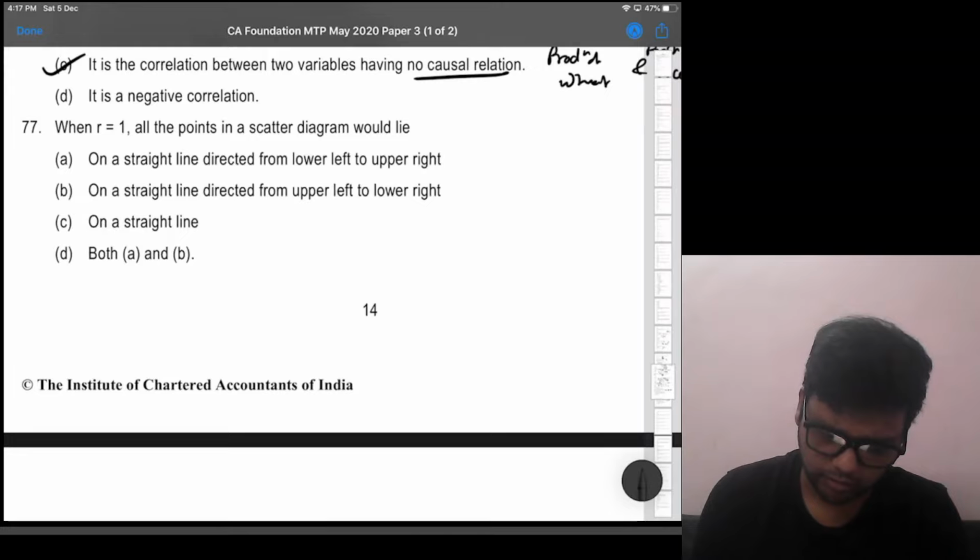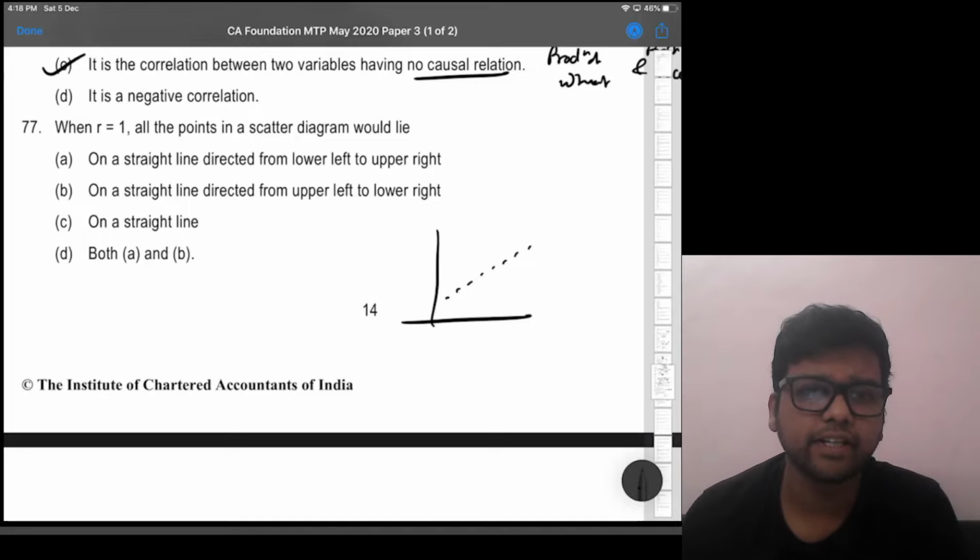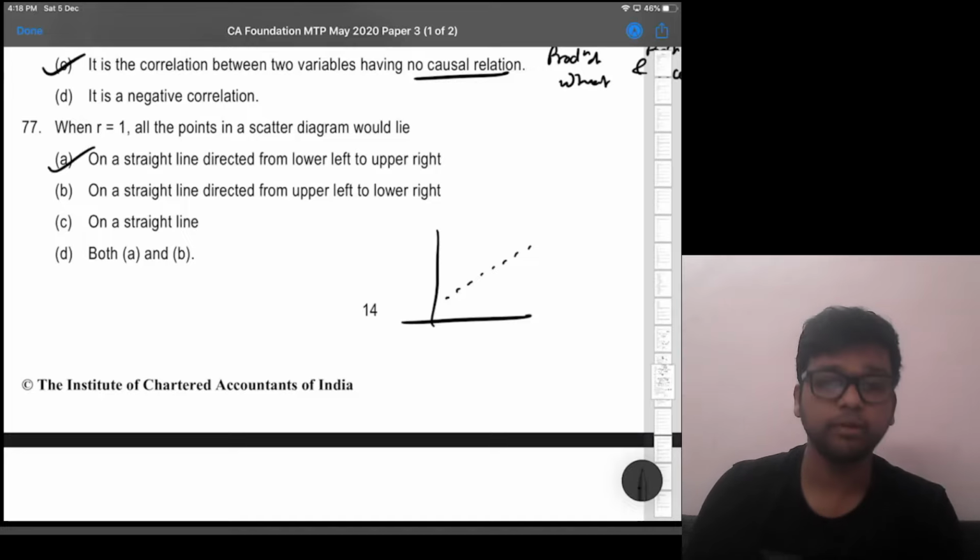When r is equal to 1, perfect positive, the points in scatter diagram would be like this, right? So upward sloping, that is on a straight line directed from lower left to upper right. Option A will be correct.